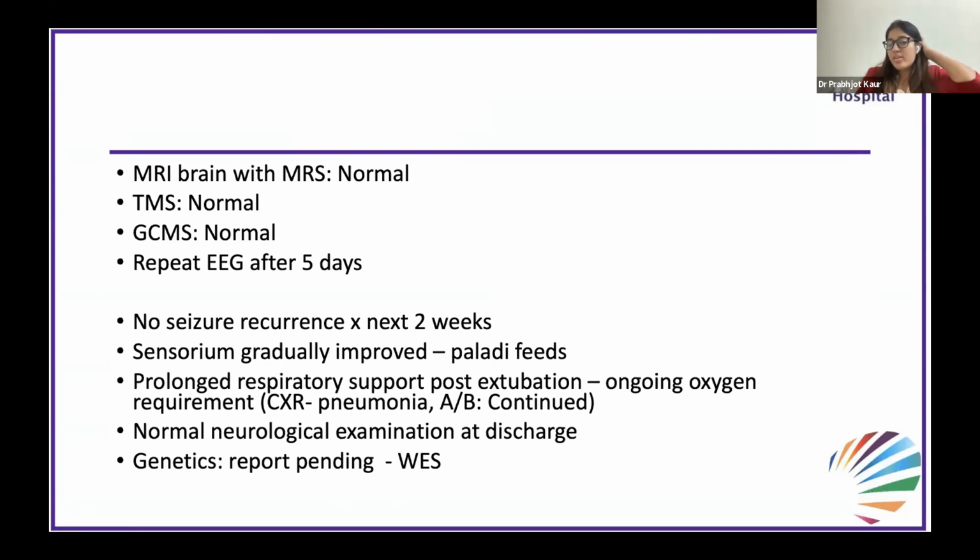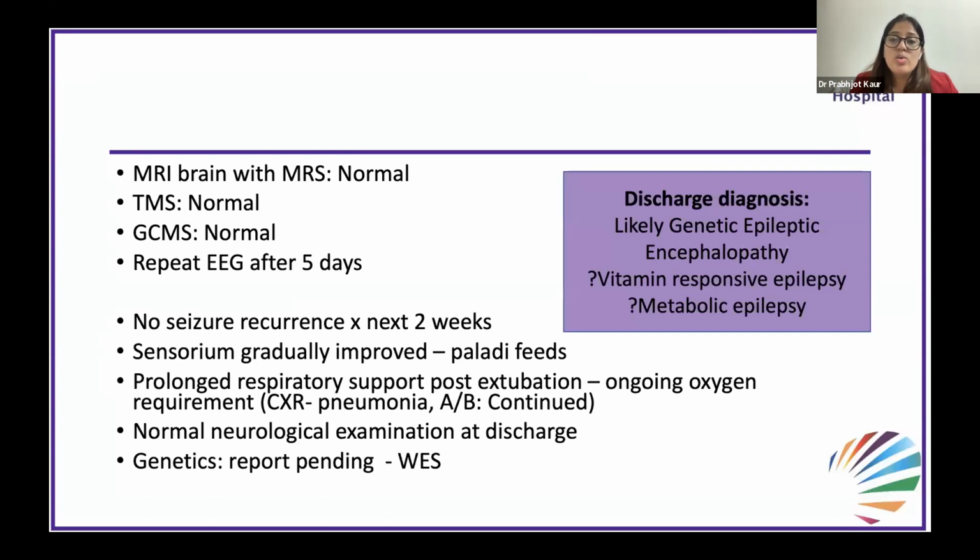So what this case shows is that we have a baby who has a history of HIE, but the MRI does not clinically correlate. The history does not very much correlate with HIE-related seizures presenting after day 15 of life. And even after the extensive first and second line investigations, we do not have a very clear etiology as to what could be underlying. So by the time we discharged the baby, we kept the possibility of it being a likely genetic epilepsy and encephalopathic syndrome. It may be vitamin-responsive epilepsy, may be metabolic epilepsy.